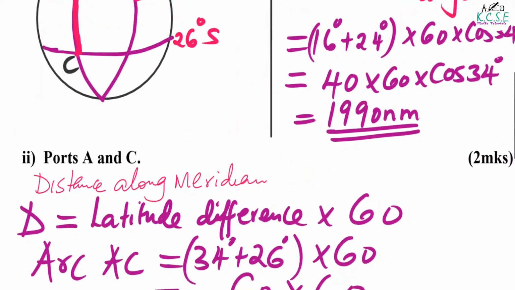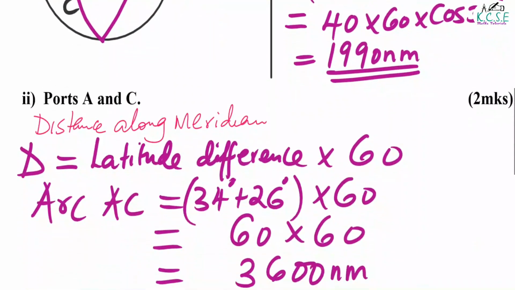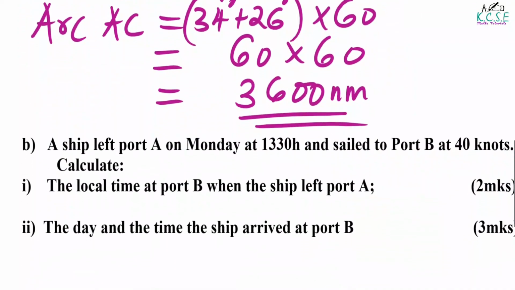So the distance between ports A and C, once again, is distance along the meridian. To obtain the distance along the meridian in nautical miles, it is given by latitude difference times 60, and the latitude difference is 34 and 26. That is the difference in the two latitudes. One latitude is 34 degrees, the other one is 26.